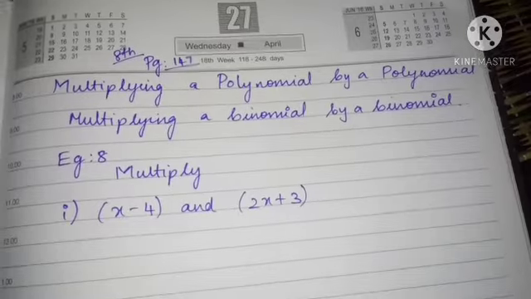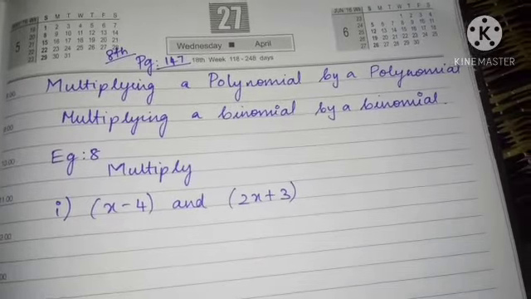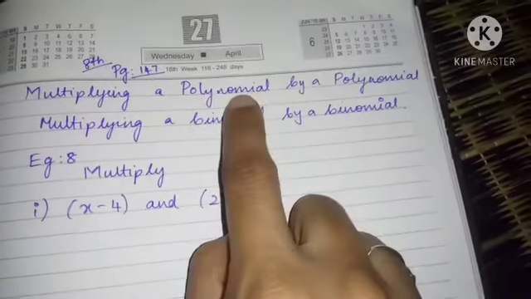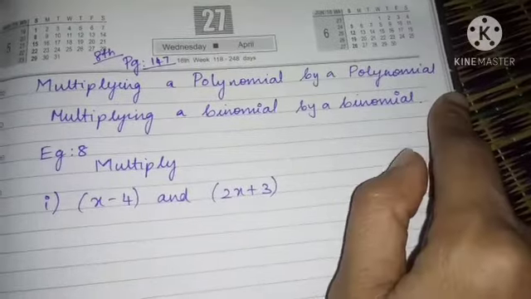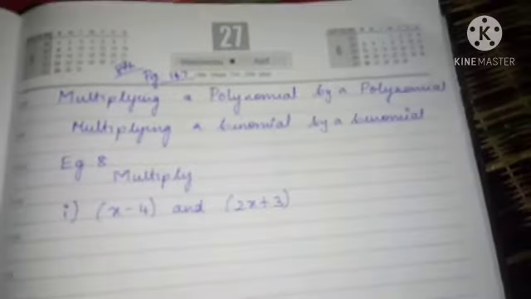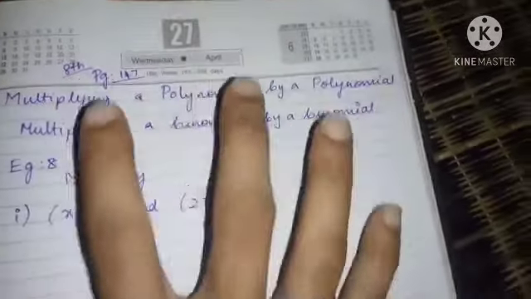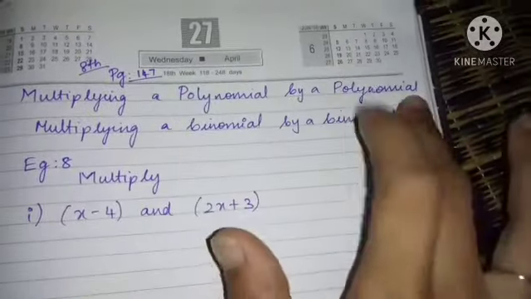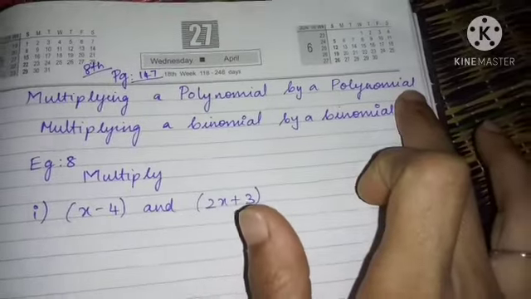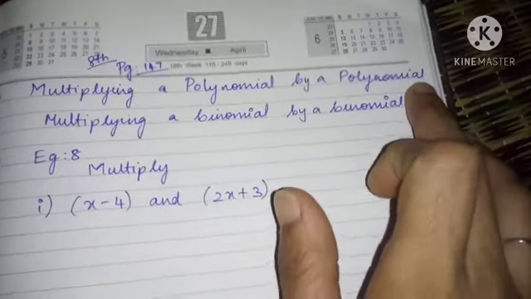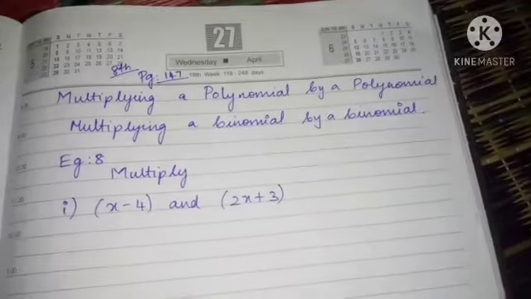Today's class, we are going to start with a new topic, multiplying a polynomial by a polynomial. There are many subdivisions in it, and each subdivision we are going to learn. Just we are going to multiply a polynomial by a polynomial. You can take page number 147 in your NCERT textbook.